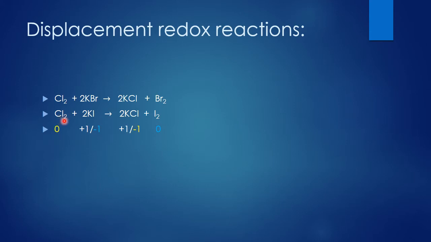So I am taking the example of the second, where chlorine in its elementary state has oxidation number 0. So for both the chlorine its oxidation number is 0, and for potassium its oxidation number is +1 for both, and bromine it is -1, and iodine also it's -1. Now it gives you the product KCl.